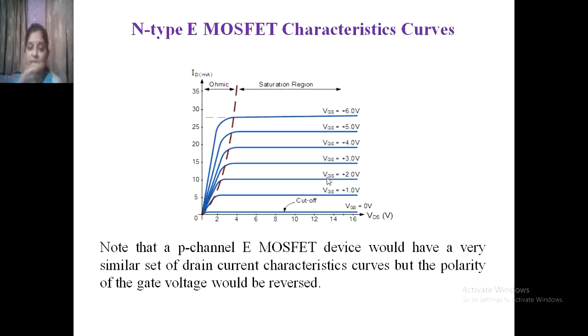So here it is clear the MOSFET is working in three regions: ohmic, saturation, and cutoff. In the saturation region, it will work as an amplifier. In ohmic it will be on, and in cutoff it is off. So one can use the MOSFET as a switch.